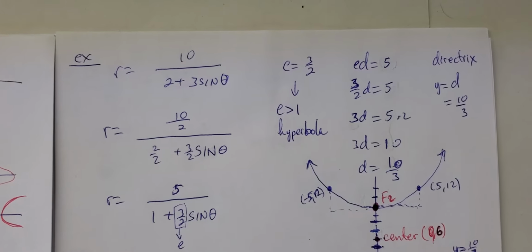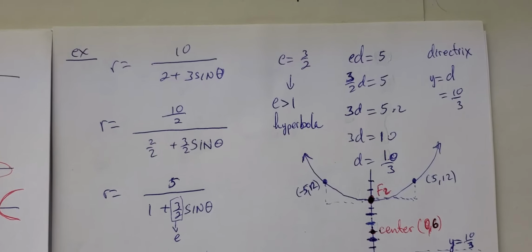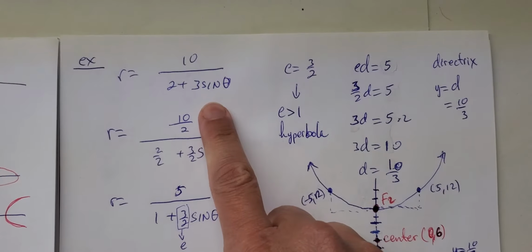This is part 4 of polar equation of conics. Okay, so here is another example.